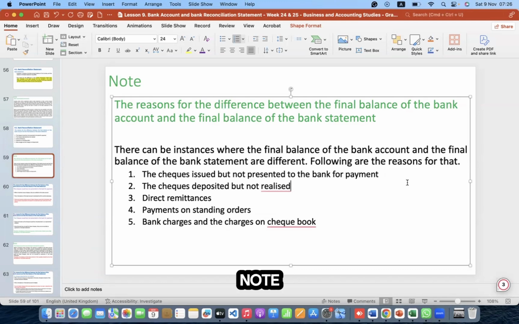Start writing the note. Take about 1 to 2 minutes. When it is 7:28, we'll move on to the next area, that is learning about checks issued but not presented to the bank for payment.